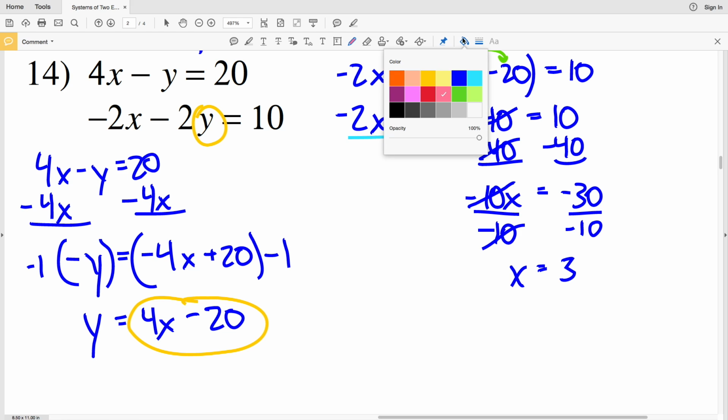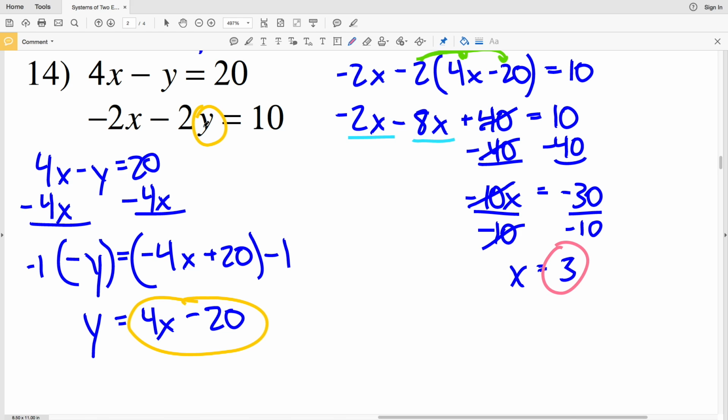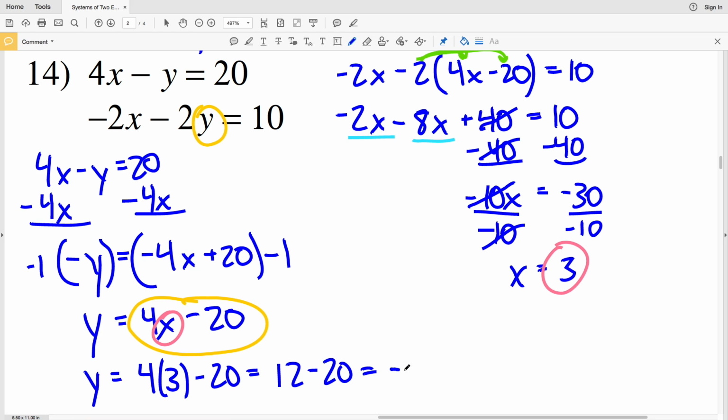Now I'm going to take that value of 3 and plug it back in for either of my equations, or I can plug it into the equation that I already set equal to y to make it easier. So plugging that in for x, I'll get that y is equal to 4 times 3 minus 20. 4 times 3 is 12, and 12 minus 20 will equal a negative 8. So my solution in number 14 is 3, negative 8.